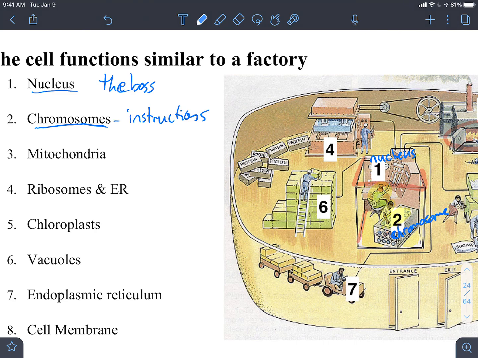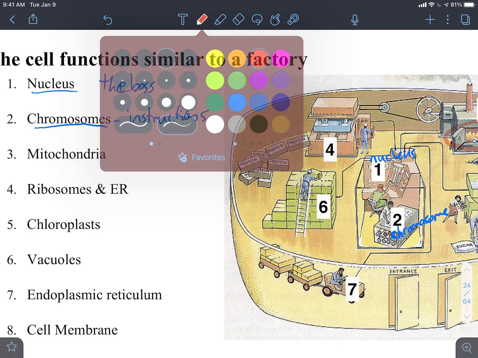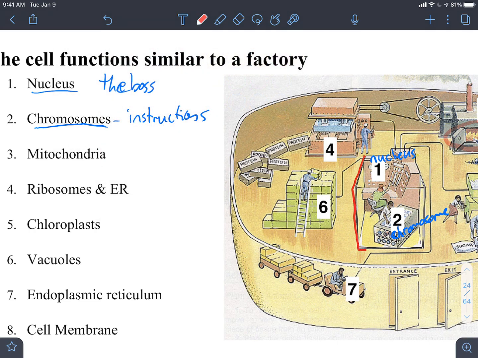And notice that a boss only knows what they're able to do if they read the blueprints, right? They can't do anything that their store or their factory doesn't have instructions for. So the nucleus is largely indebted to the chromosomes for what it can and cannot do. And then we have this box here. I'm going to just point this box out. This is what we're going to call the nuclear membrane. Nuclear membrane.